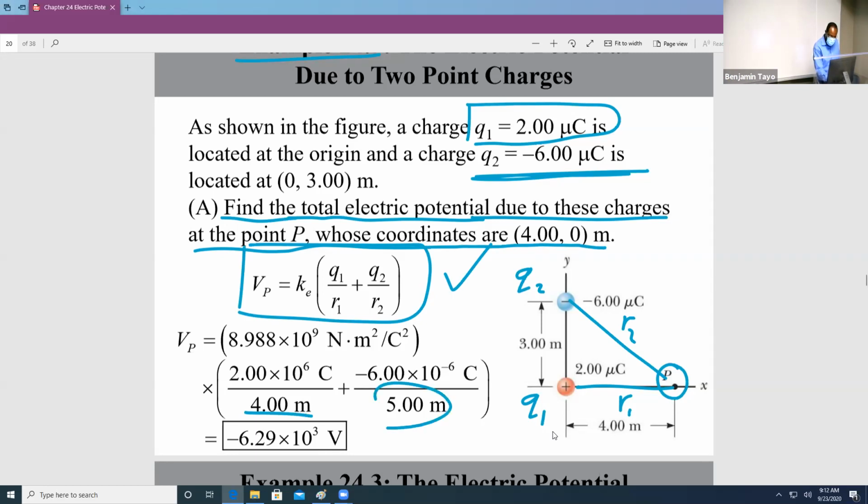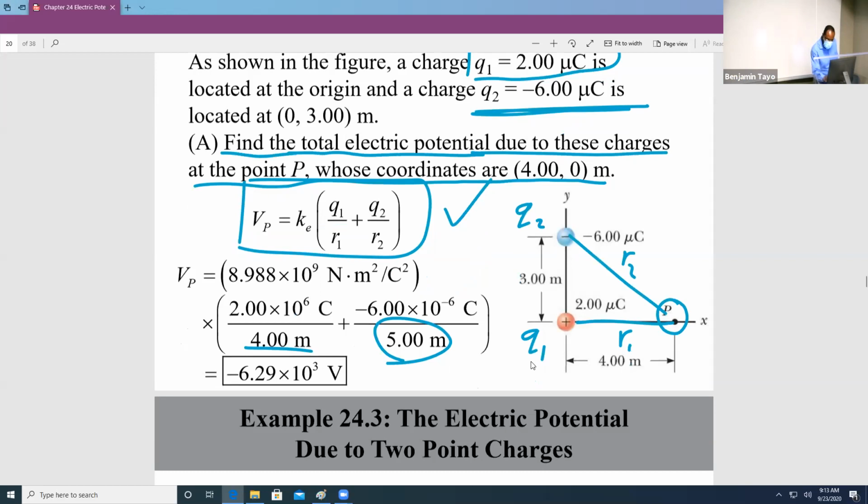Now, how do we calculate this R2 here? So how do I calculate the distance R2? Pythagorean theorem. Use Pythagorean theorem. So it's just 3 squared plus 4 squared, right? So 3 squared plus 4 squared gives me 25. You take the square root of that, you get 5. So it means that at this point P, the potential at that point is equal to this quantity. It's negative 6.2 times 10 to the power 3, and that is volt.